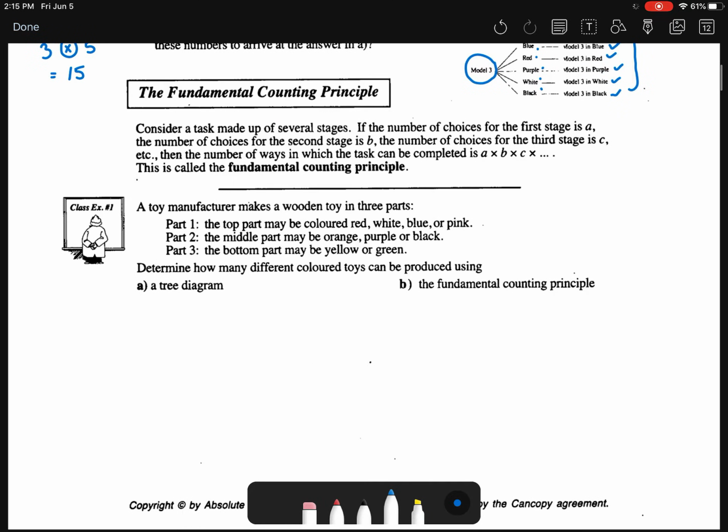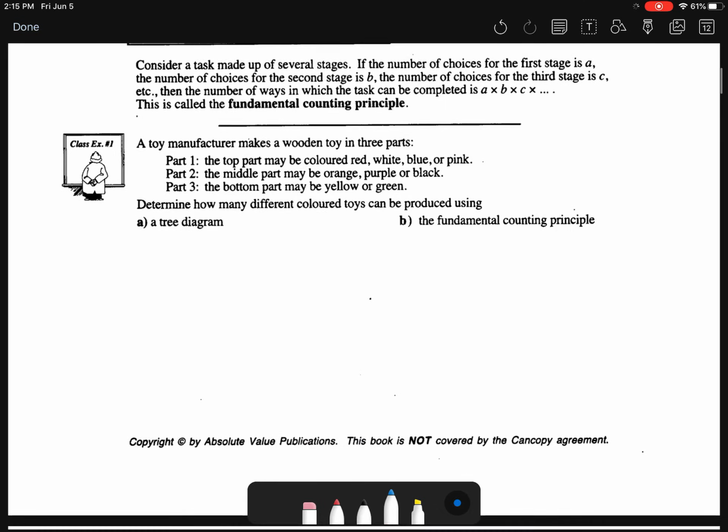So the fundamental counting principle looks like this. Consider a task made up of several stages. If the number of choices for the first stage is A, the number of choices for the second stage is B, and the number of choices for the third stage is C, then the number of ways the task can be completed is A times B times C. This is called the fundamental counting principle. So again, how many steps or stages are there in the process? Multiply the number of choices at each step or stage, and you will get the total number of final possibilities.